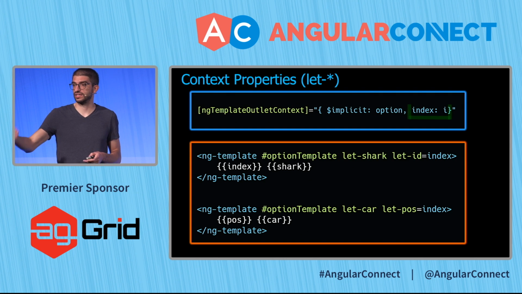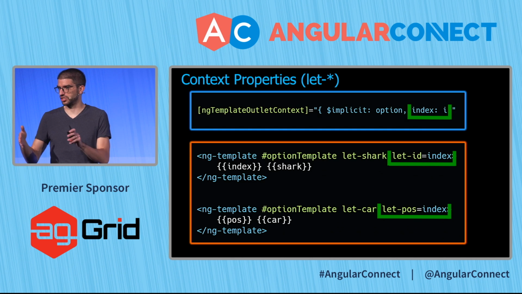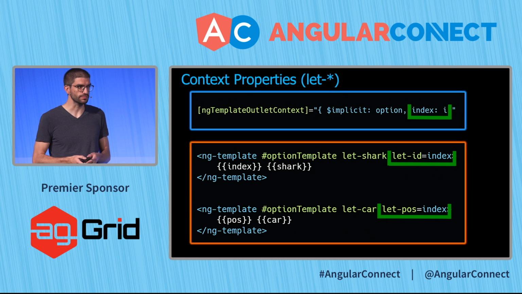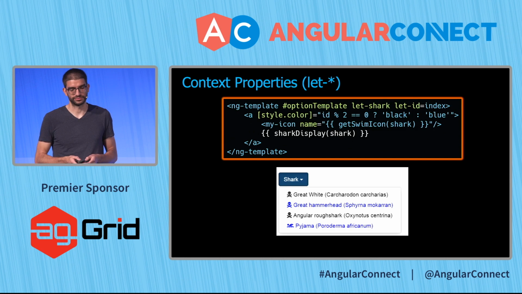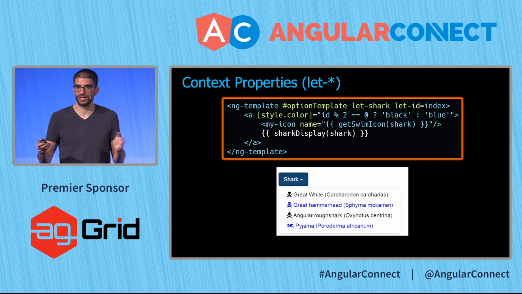But then say you want to add in some extra properties, so here we're going to add in the index in the list for each option. Then you can say let ID equals the index, or you can say let position equal index. So you've got to use the name of that property to extract it. Okay. So you could do something like this, where you've got your template, and then you color the different rows black and blue using that index.